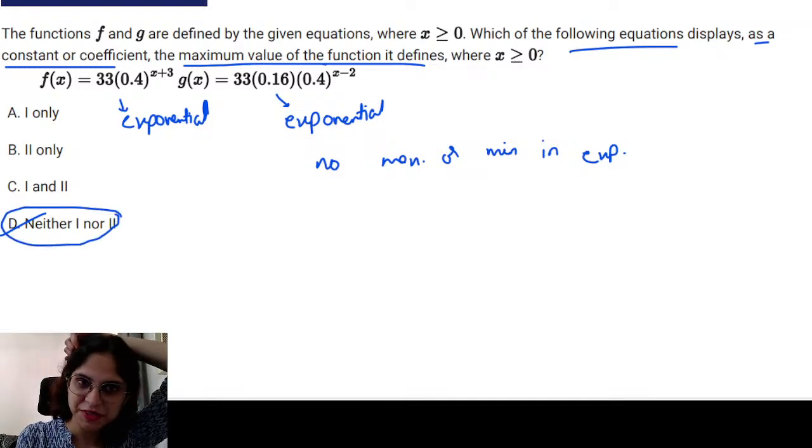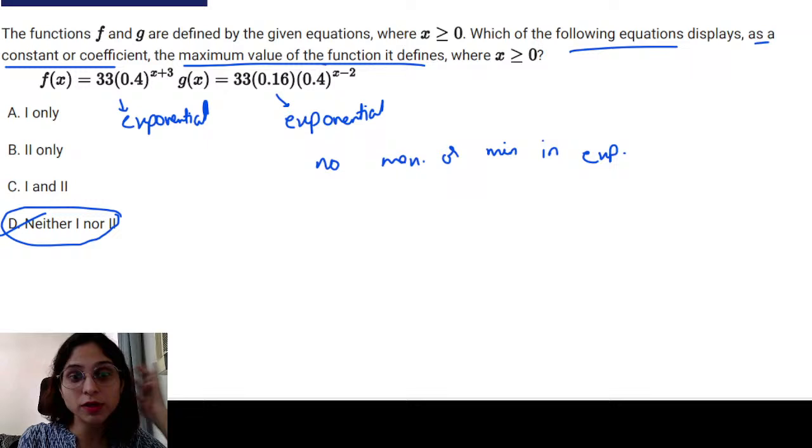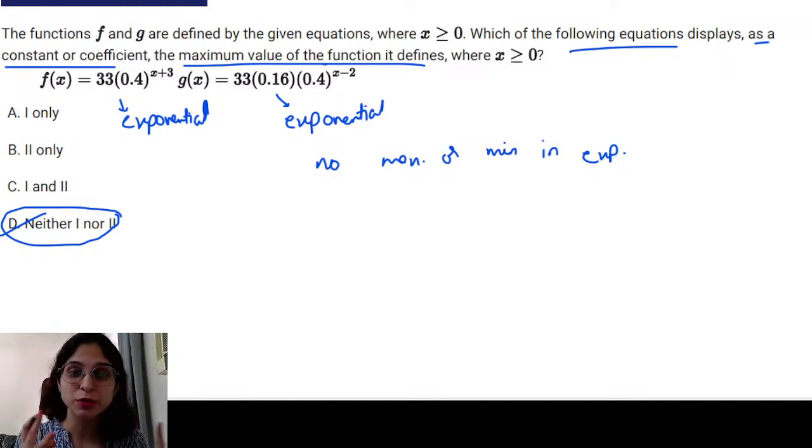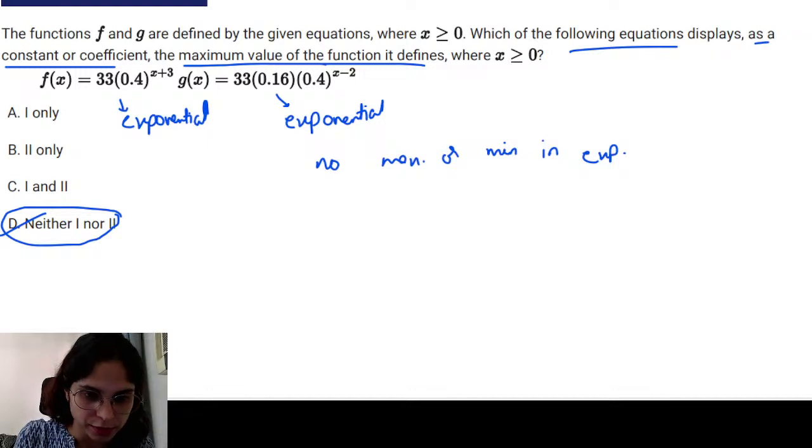If you don't believe me, you can go to Desmos and type these equations. If you directly know that exponential functions don't have a maximum or minimum, you can directly say it's going to be neither of the equations. Otherwise, you will have to go to Desmos and understand what is happening, and that will take a lot more time. So there are questions where you don't have to use Desmos.